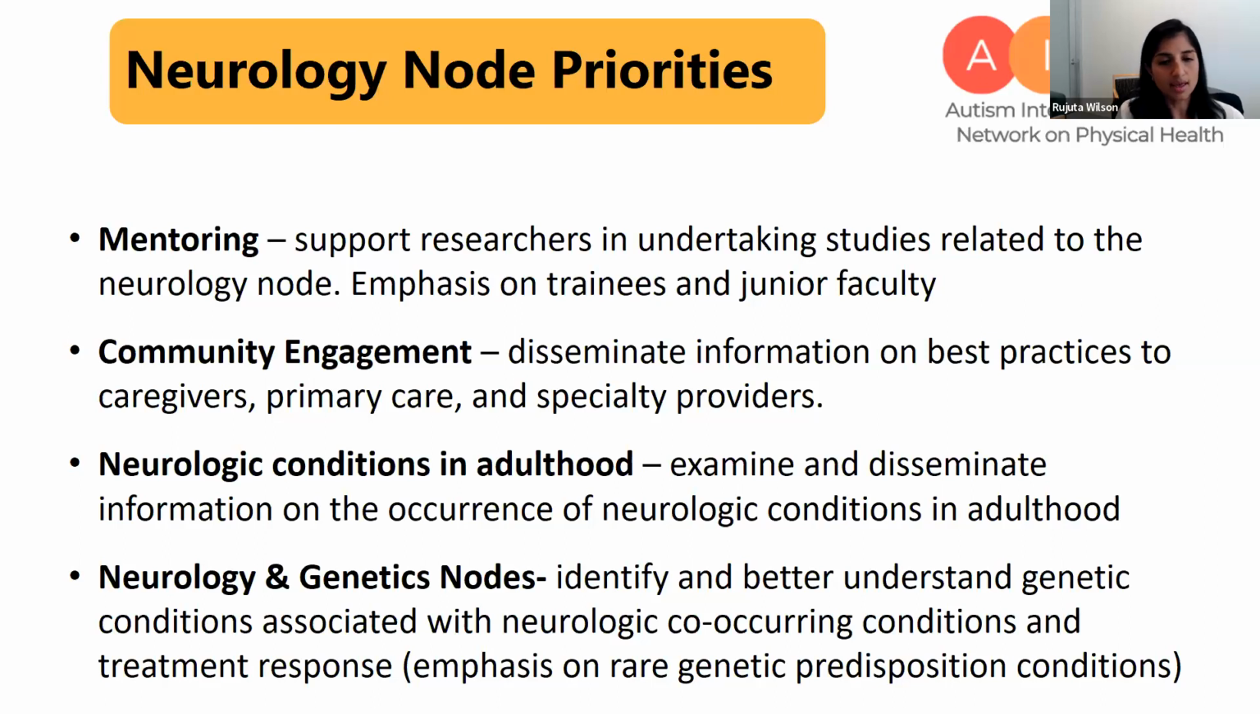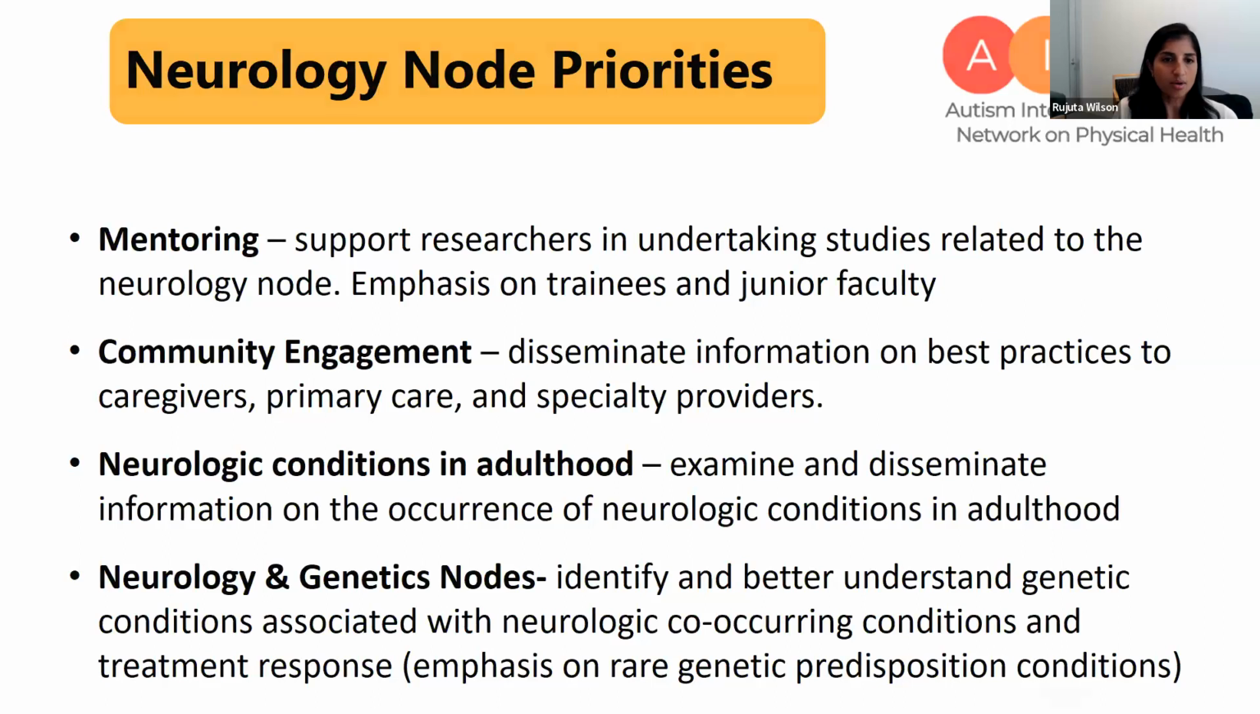I'm also going to highlight one here just because the neurology and genetics node, led by Dr. Julian Martinez, have opportunities to work very closely with one another. And one particular priority that we have is to identify and better understand genetic conditions that are associated with autism and often associated with many neurologic co-occurring conditions, and better understand why they occur and what treatment responses may be to things like epilepsy in these conditions. And as you'll see on the genetics node on our website, with a particular emphasis on rare genetic predisposition to some of these conditions. So here are some priorities within that, which I'll expand upon throughout this talk.